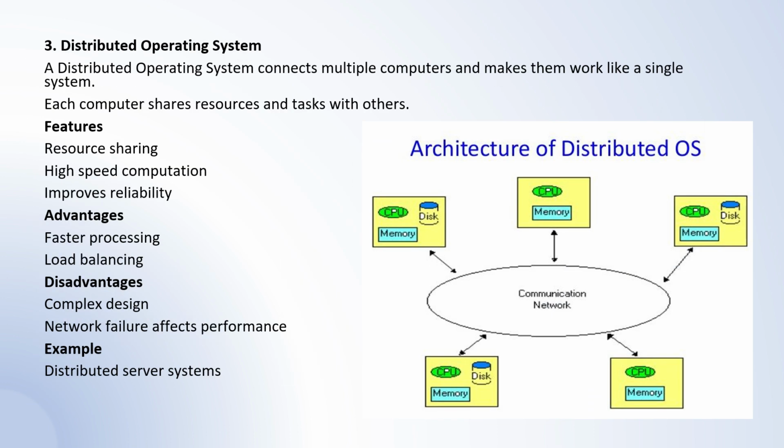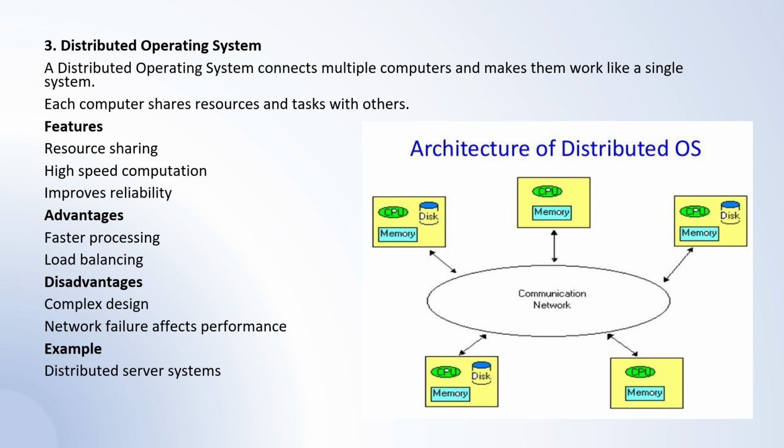A distributed operating system connects multiple independent computers and makes them appear as a single system. All systems communicate and share tasks through a network. Working: multiple computers share processing work. Tasks are divided among systems. Results are combined together. Features: resource sharing, parallel processing, high-speed computation.